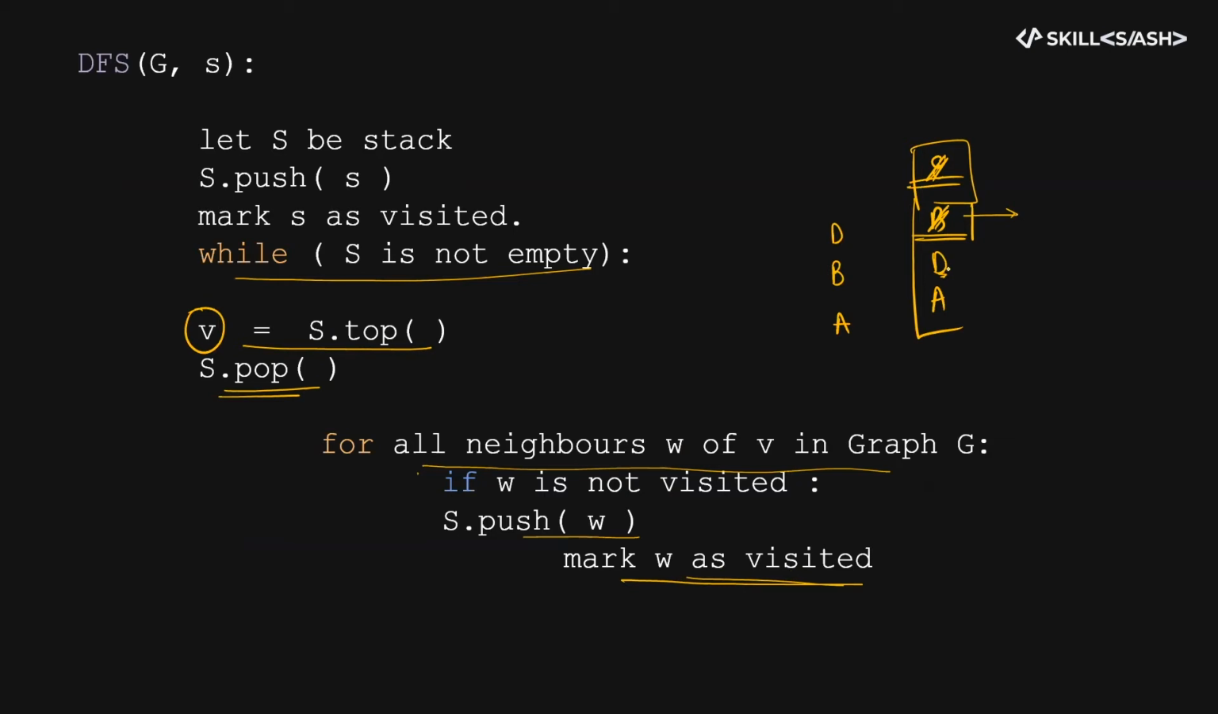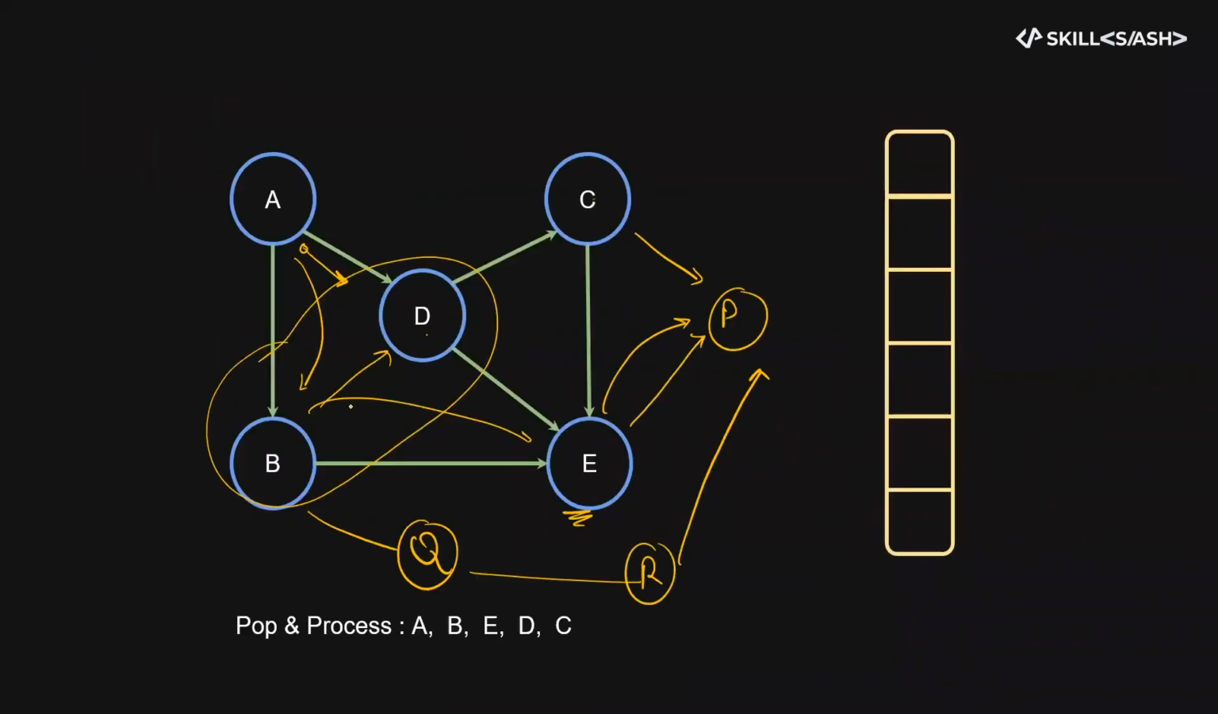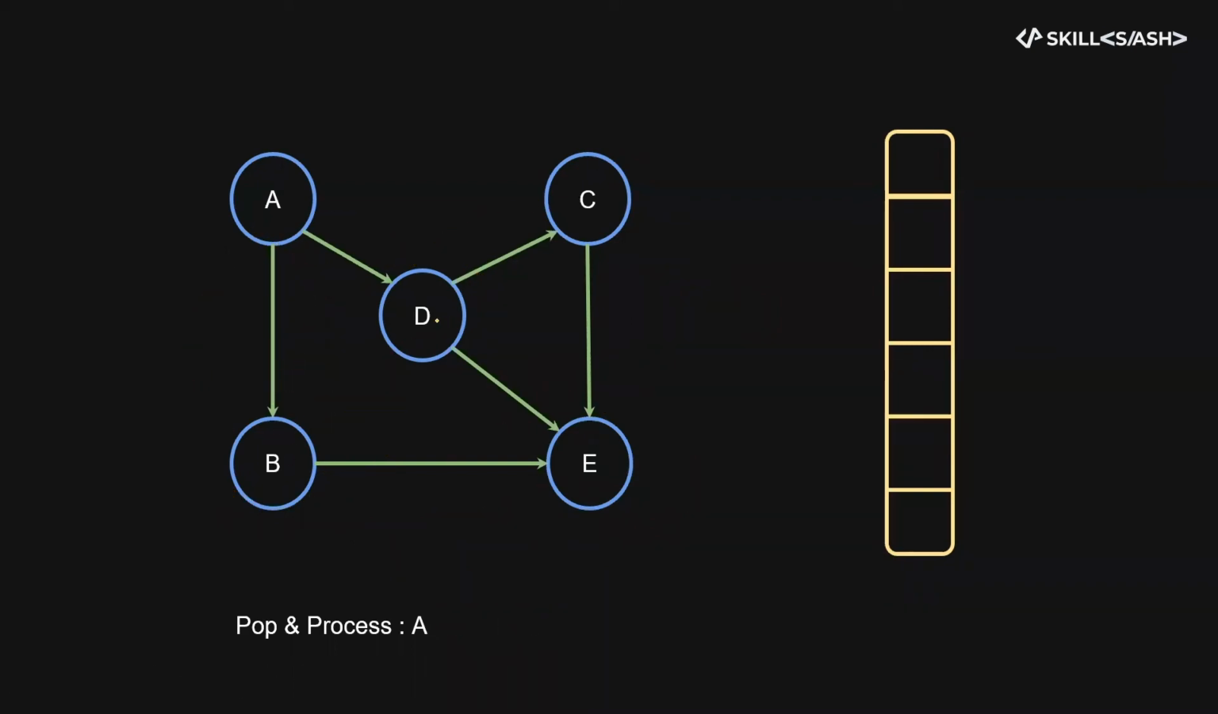I'll not push it, and I'll process the rest of the nodes. So in that way, I can do it very easily, right? Very simply, rather than processing them one by one, all the nodes, I'll push into the queue. So if you see, in that way, I can do it.